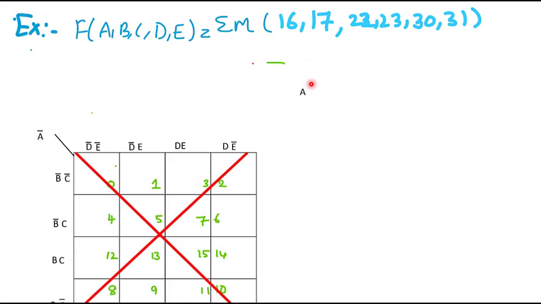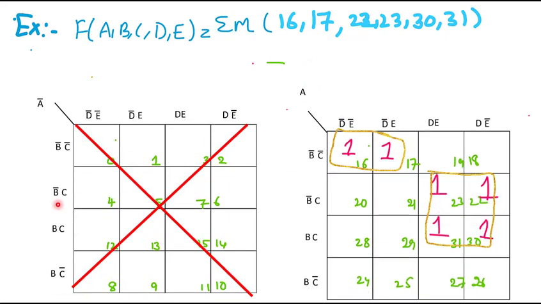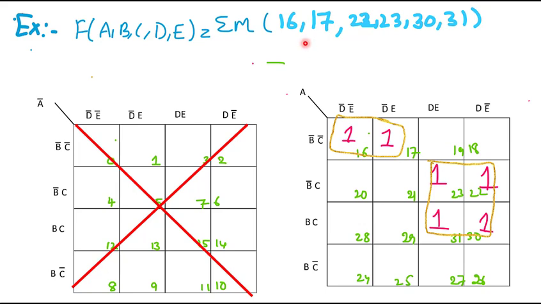You don't have any min terms related to the first block, so you can cross the first block. There are no min terms. In the second block, you are going to fill all the min terms: 16, 17, 22, 23 and 30 and 31. You can form one pair here and one quad here. If you look at this pair, you are going to get a sum term as b bar c bar of E multiplied with A.